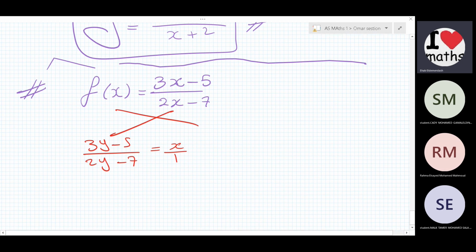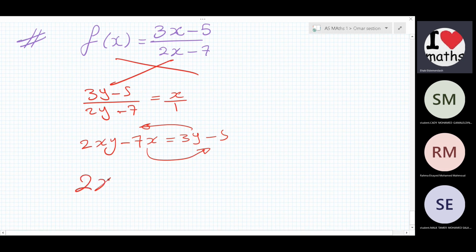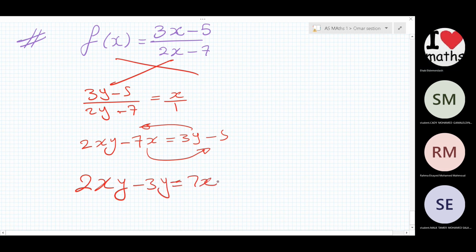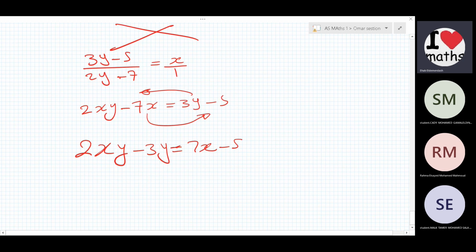خلينا نعمل ده كده cross. أدي هنا 3y minus 5 على 2y minus 7 is equal to x. وبعدين what I will do, I'll just go through the cross multiplication. So it will be 2xy minus 7x equal 3y minus 5. I'll send all the things which are related to y to the other side. So it will be 2xy minus 3y is equal to 7x minus 5. What will be the next step?